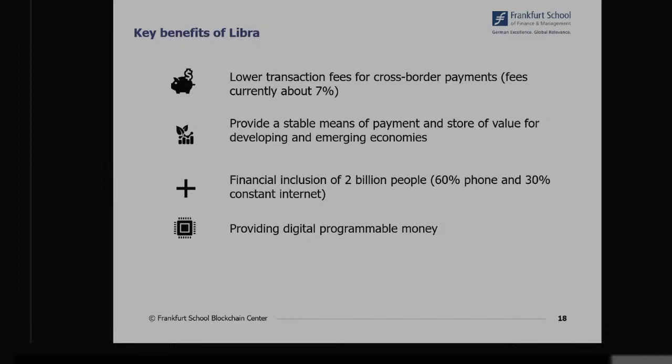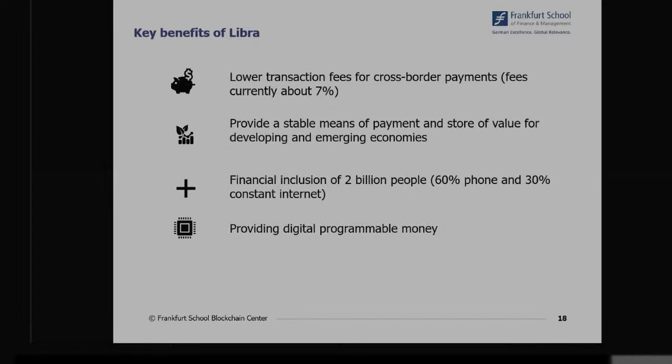The second one is that it provides a stable means of payment and store of value. So this is, for example, what I think the multi-currency stablecoin is for, because, as I just explained, it consists of various different fiat currencies and is therefore quite diversified, and therefore quite stable from the perspective of very often quite volatile currencies in developing and emerging economies.